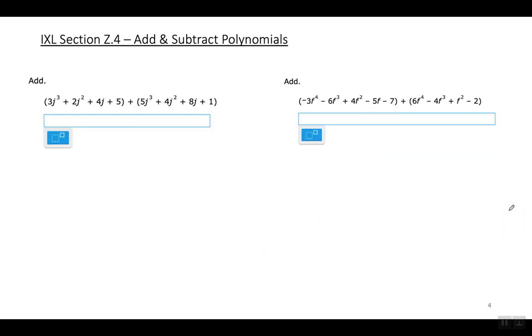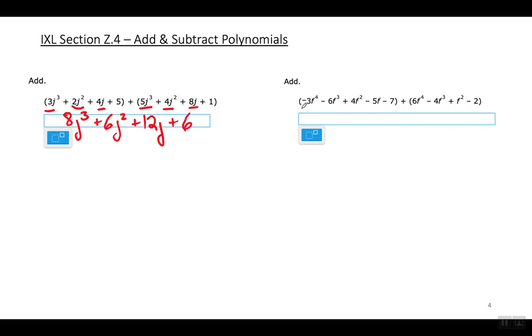All right. Two more examples. Basically the exact same thing we just did, just with more terms there, okay? These are adding, so really you're just going to add the combined like terms, okay? Aquí tienen que simplemente combinar los términos iguales. So 3j to the third power plus 5j to the third power is 8j to the third power. 2j squared plus 4j squared is 6j squared. 4j plus 8j is 12j. And 5 plus 1 is 6.